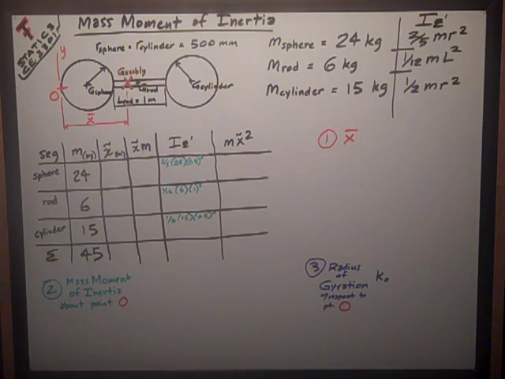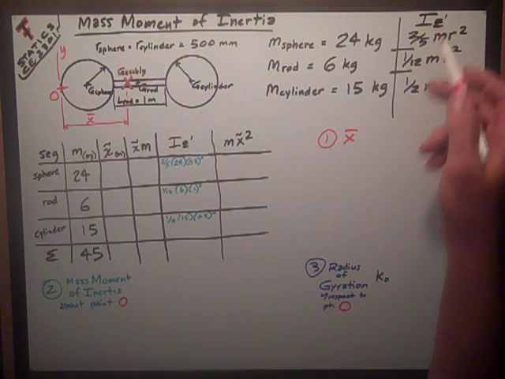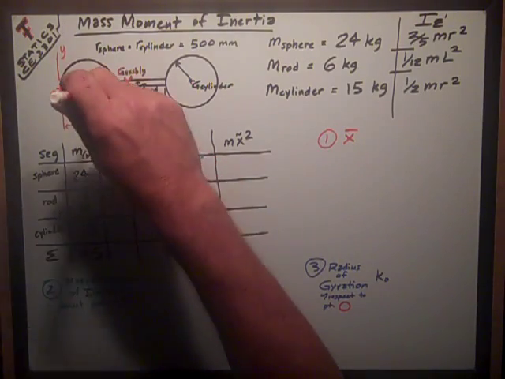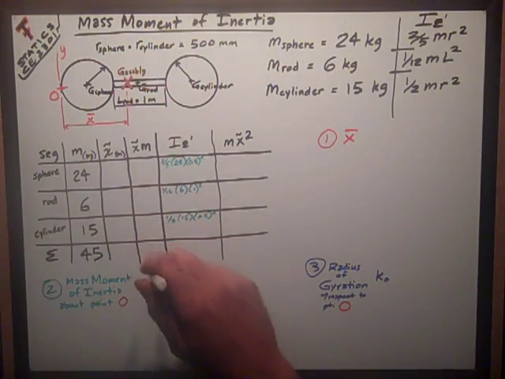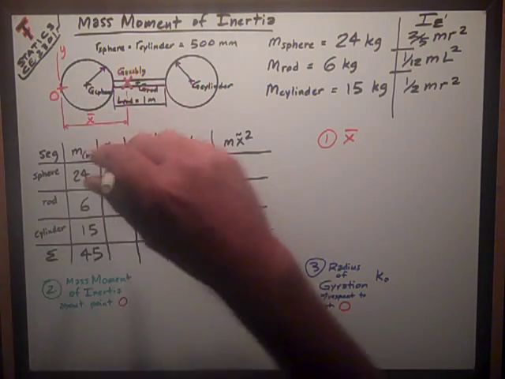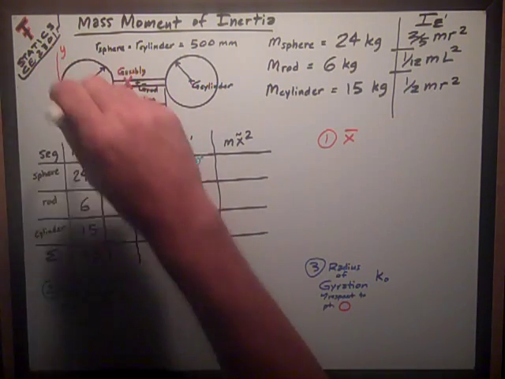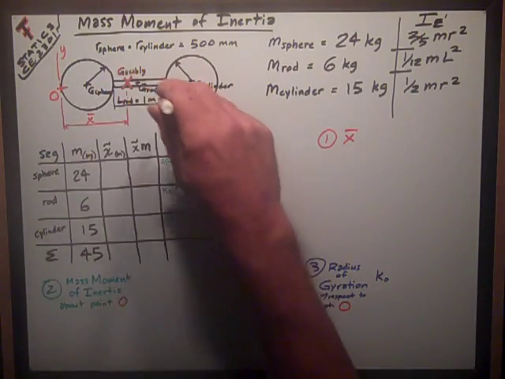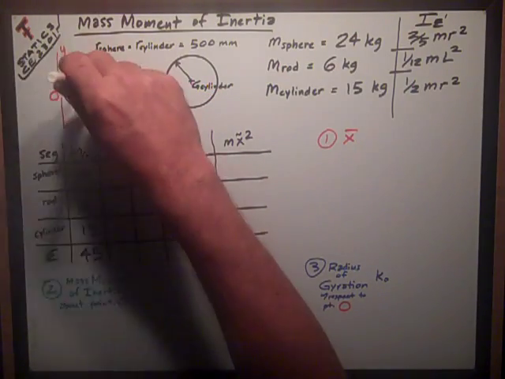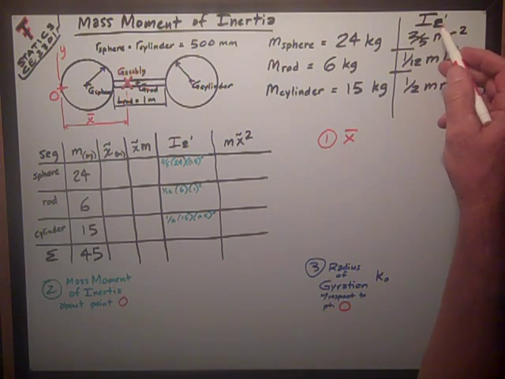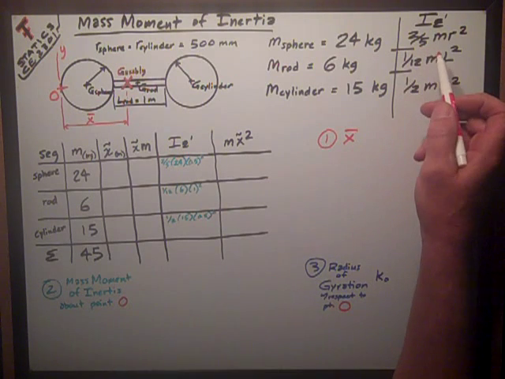Okay, well, also we gave you a chart with the mass moments of inertia about each piece's centroid. And remember, when we're talking about mass moment of inertia, we're talking about the resistance to rotation about an axis. In the case of all three of these things, the axis comes out of the page. So the centroidal mass moment of inertia of each piece is given by this formula over here.